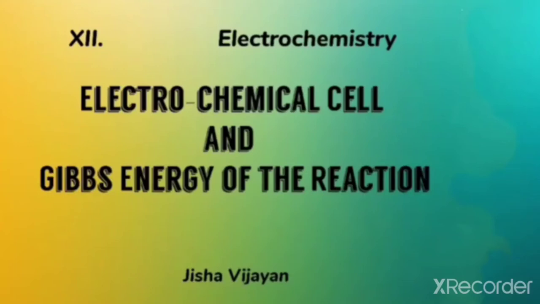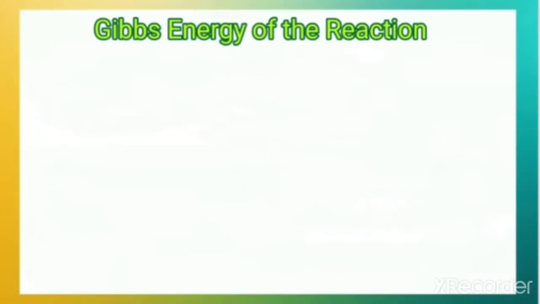Hello students, in this video we are going to discuss the electrochemical cell and the Gibbs energy of the reaction. Electrical work done in 1 second is equal to the electrical potential multiplied by the total charge passed.